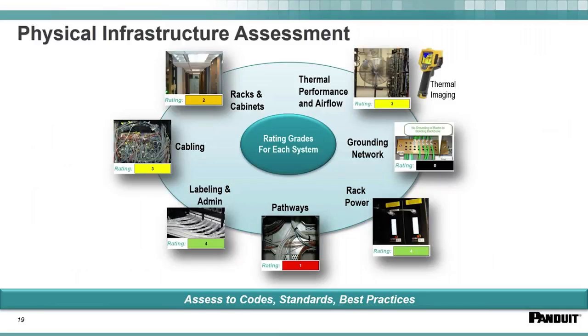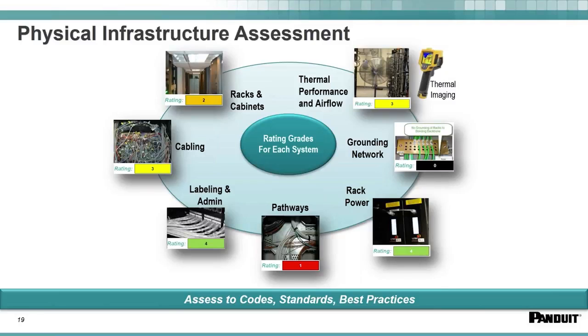In this case, we're showing the 7 different functional areas that we evaluate in the system: the racks and cabinets, cabling, labeling, administration, pathways, the power to all the racks and devices, the grounding, as well as thermal performance and airflow. So we'll go on and do that audit.